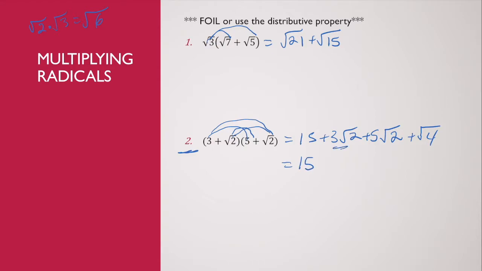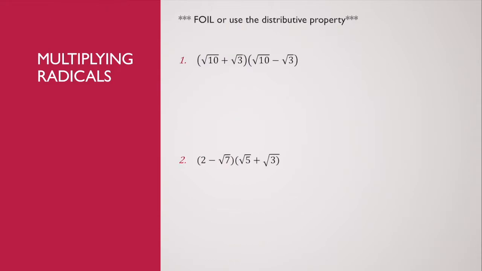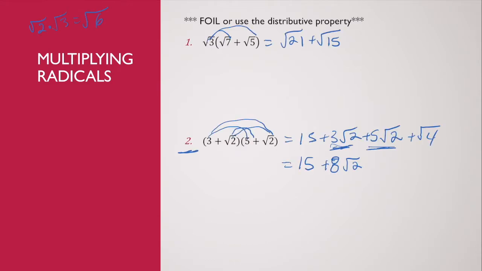And I go ahead and combine like terms. I've got 3 square root of 2 and 5 square root of 2. That gives me 8 square root of 2. And the square root of 4 becomes a positive 2. So I have 17 plus 8 square root of 2.